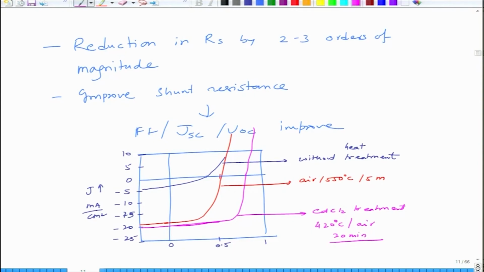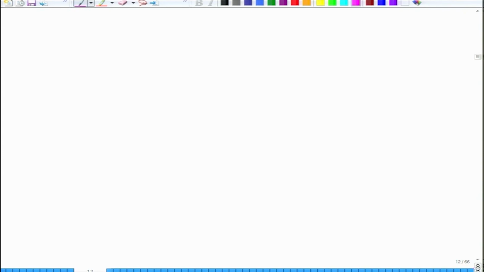these solar cells, and the grain size tends to increase substantially. The grain size becomes of the order of about a micron or more. So, after this treatment, the grain size increases to about 1 to 2 micron. So, this chlorine treatment is important for cadmium telluride, and the XRD also tends to show changes.